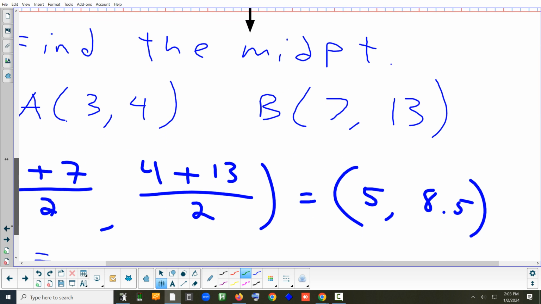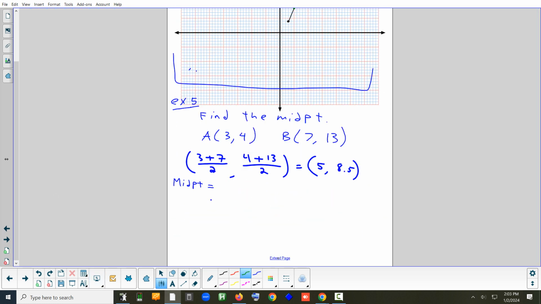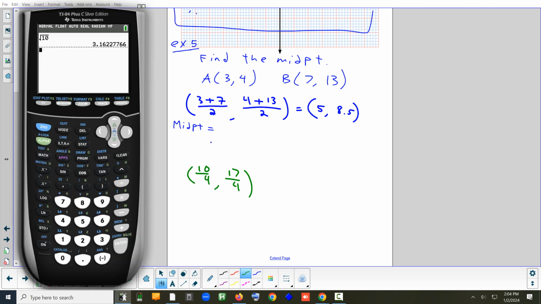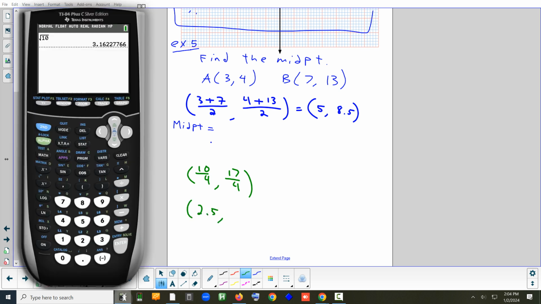Let's try it and see what happens. Let's try it down here. So if we add them up and divide by 4, that would give you 10 over 4. And then that would give you 17 over 4. If we did that. So now when we write this out, let's just do some decimals. So 10 divided by 4, that's 5 divided by 2. So that'd be 2.5. And 17 divided by 4 is 4 1/4.